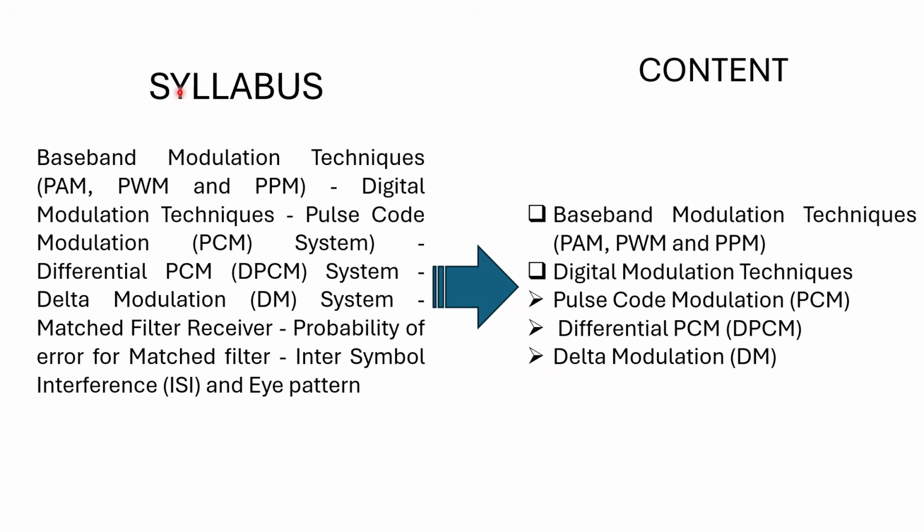Okay, so here is the syllabus for our third unit. Primarily, if you see, we are going to focus on the digital communication part, right? So we are about to start. Before starting digital communication properly, we are going to talk about pulse mode communication. So here we'll see the baseband modulation techniques, that is PAM, PWM, PPM, and then further we'll start the digital modulation techniques, including PCM, DPCM, and DM, right?